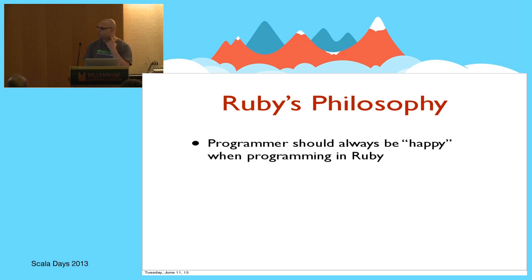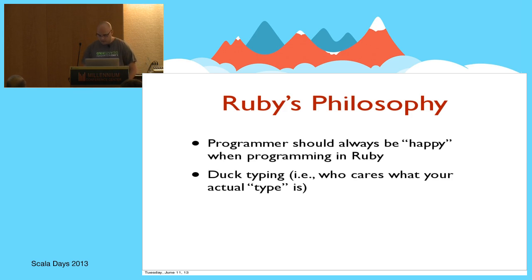So let's dig into the Ruby philosophy a little bit. Programmers should always be happy when programming in Ruby, right? Matz, the creator of Ruby, really wanted to create a language that, first and foremost, developers would enjoy writing their code in, right? And I certainly felt that way coming from Java, going into Ruby. It definitely was an enjoyable experience, right?